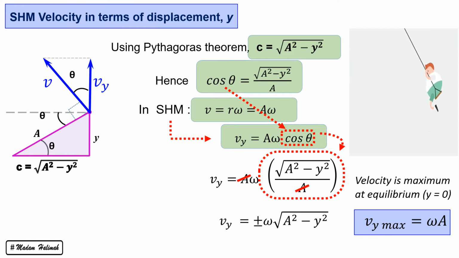What happened? At equilibrium, Y is equal to 0. Bila Y is equal to 0, the equation Vy become Vy is equal to omega A. Vy become V maximum. So, velocity is maximum at equilibrium, Y is equal to 0. Boleh? Inilah hubungan simple harmonic motion velocity in terms of displacement Y.